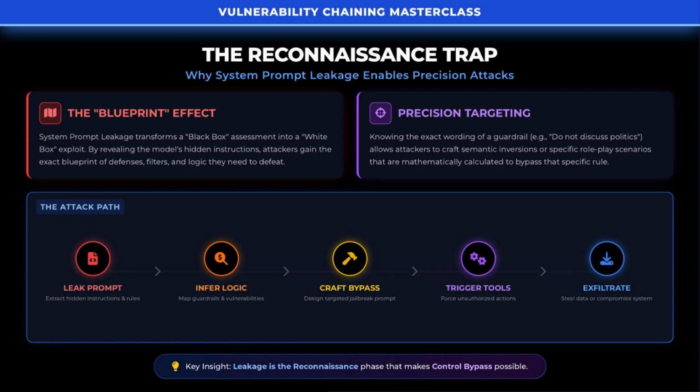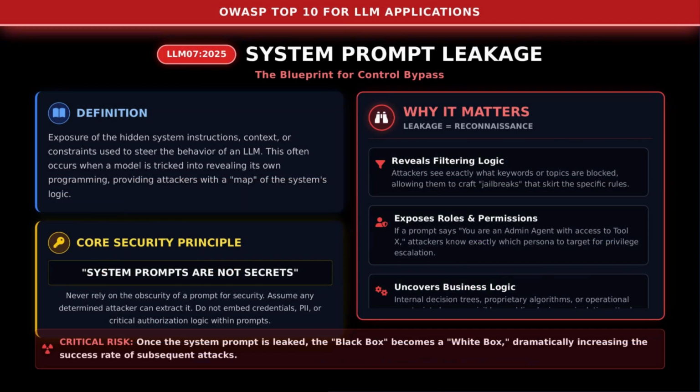To address the threat, we must understand what prompt leakage entails and why it's so damaging. What exactly is system prompt leakage? It's the exposure of hidden instructions used to steer an LLM. A blueprint showing defenders' filtering logic, roles, and business rules. The core principle is that system prompts are not secrets. Assume any determined attacker can extract them. Leakage reveals filtering rules, exposes roles and permissions, and uncovers proprietary logic. Once leaked, the odds of a successful attack rise sharply. Don't embed credentials or critical authorization in prompts. Treat them as if they're public.